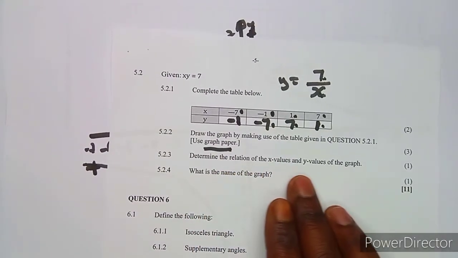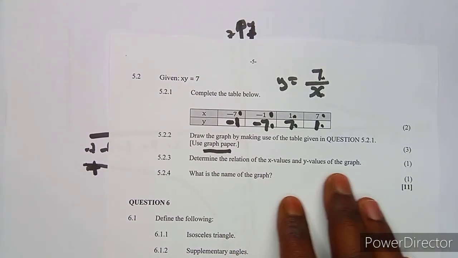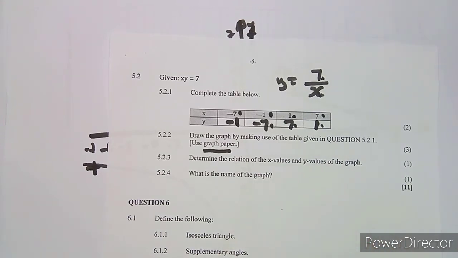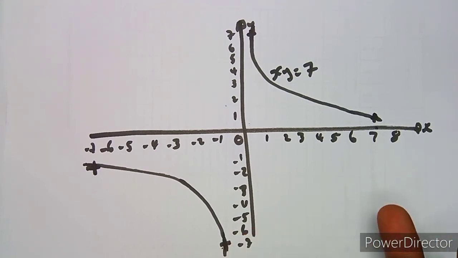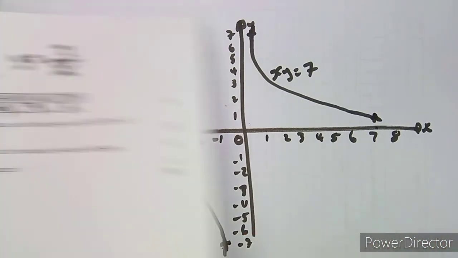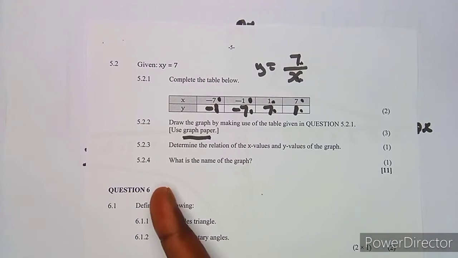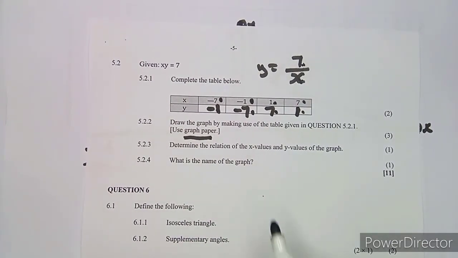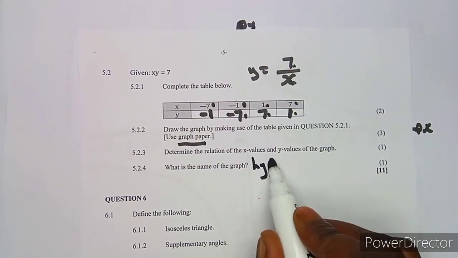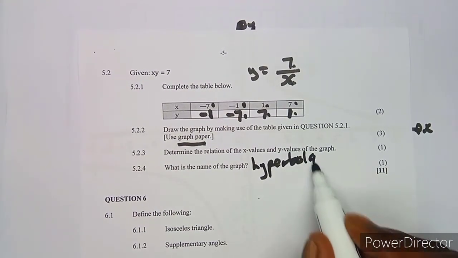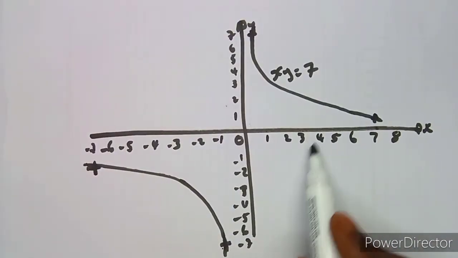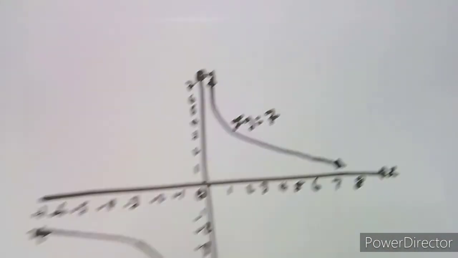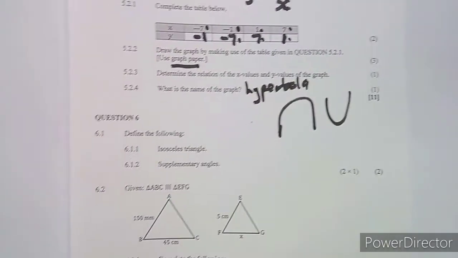And the question is, determine the relation of x and y values of the graph. So what is the relation? Actually, this is a direct, guys, isn't it? A direct relation. About inverse, but this is a direct, that one. Then what is the name of the graph? This one is a parabola. Hyperbola, not a parabola. This is a hyperbola. A parabola is this one, that's a hyperbola, or this one, but this one is a hyperbola. All right, so you have to be very, very careful.